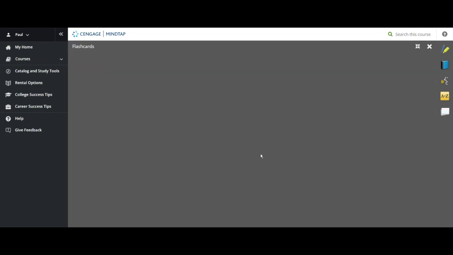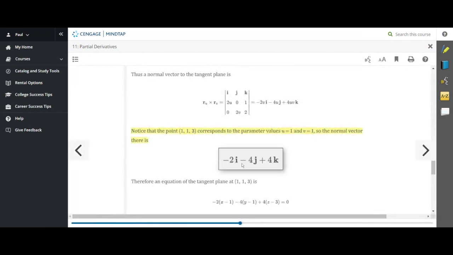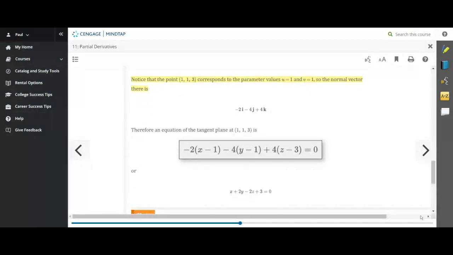You'll get, whoops, not a flashcard. Hold on. You'll get this. And then now you just go ahead and get your equation of the plane, because you have the normal vector to the plane, and you have a point on the plane, and you're good to go. So that's the procedure.